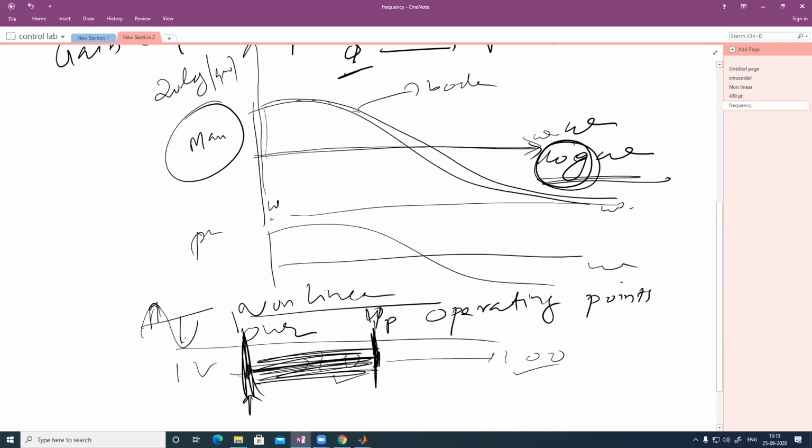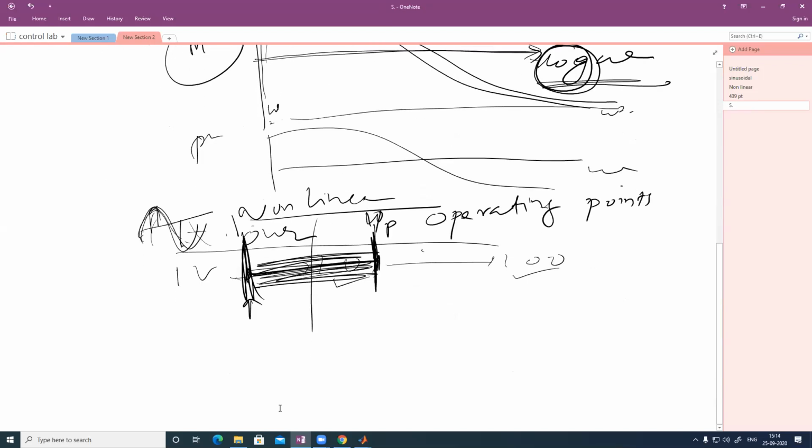You have to apply one frequency, take the output and measure it. Again apply it, take the output and measure it. Like that you have to vary from very low to very high. How you fix the frequency depends on the bandwidth of the system. For this system it is 5 Hz bandwidth, so you have to choose 1 decade below and 1 decade above.